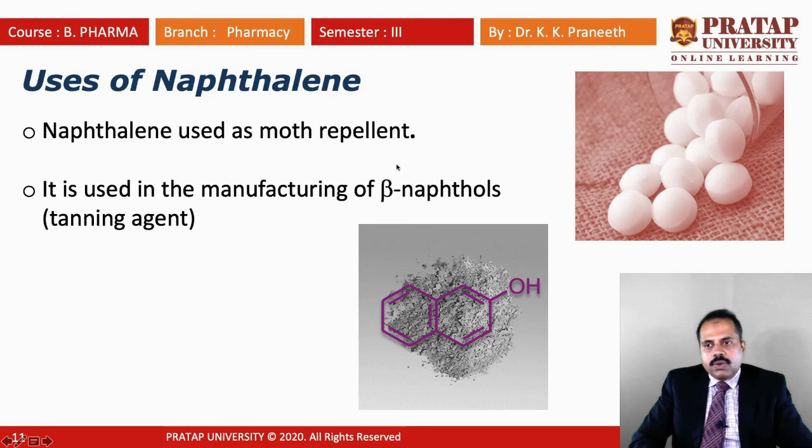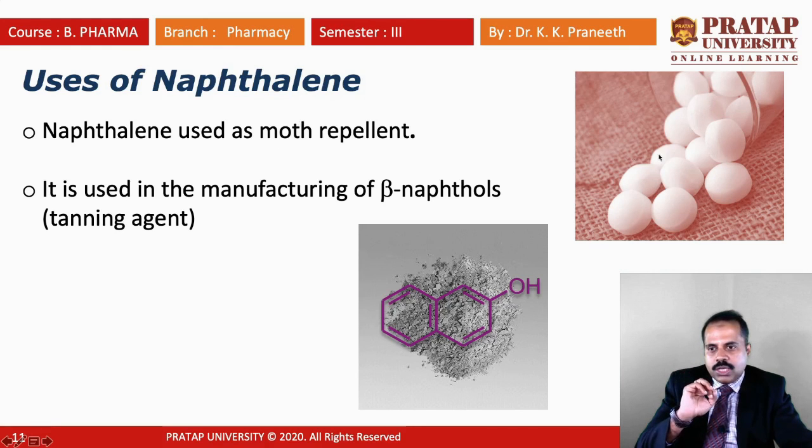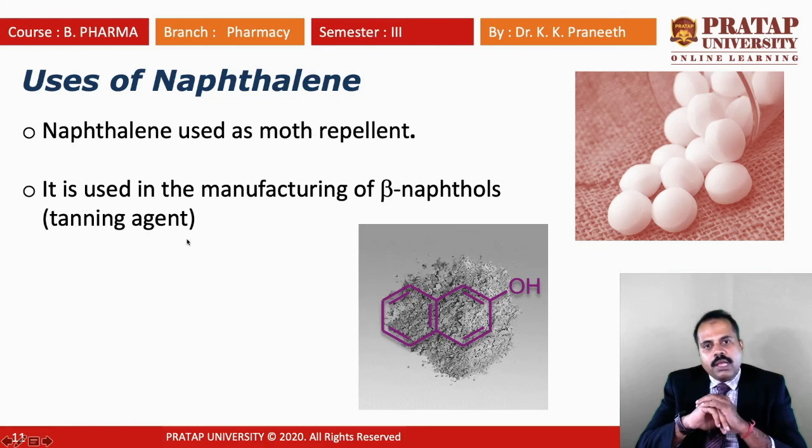A very important use for naphthalene is that it is used as a moth repellent. This can drive away cockroaches. So we can keep it in the closet to drive away all the moths. These are naphthalene balls, available commercially anywhere in the shops. We can get this naphthalene ball, and if we keep it in the closet, it can repel all the moths. So it is used as a moth repellent, and it is also used for preparing beta-naphthol.